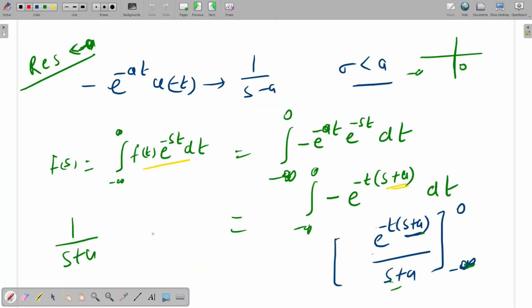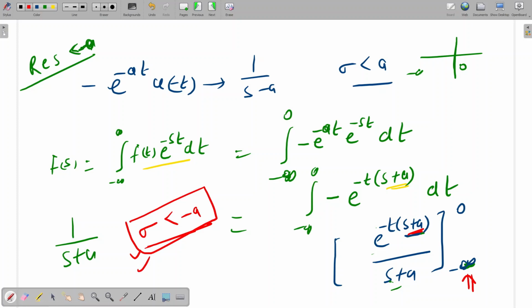If sigma is less than minus a, then only this value will be negative and this multiplication will be positive, and when we put minus infinity in this one, it will become 0. So we got our ROC: sigma less than minus a. Is it clear to all?